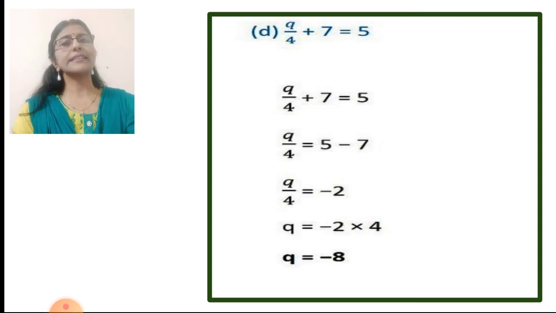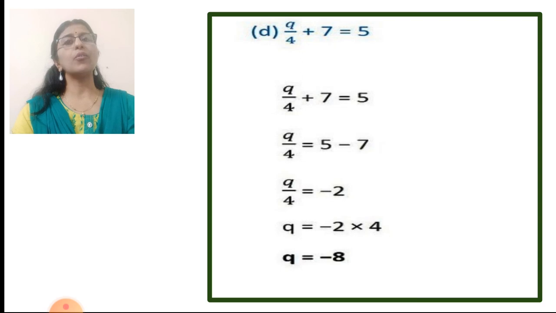So the next step will be q upon 4 is equal to 5 minus 7. Already we have learned that we have to do subtraction. So 7 minus 5 is how much? It is 2, and 7 is the bigger number. It has a minus sign, so minus 2 will be written on the right hand side. So you will get q upon 4 is equal to minus 2.